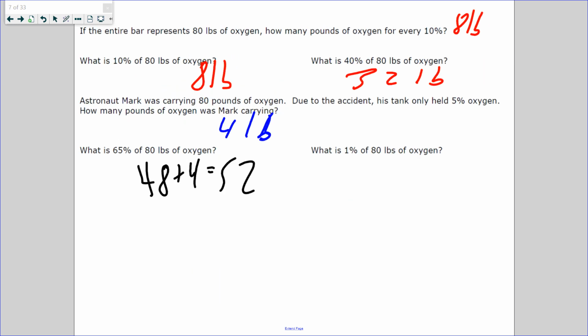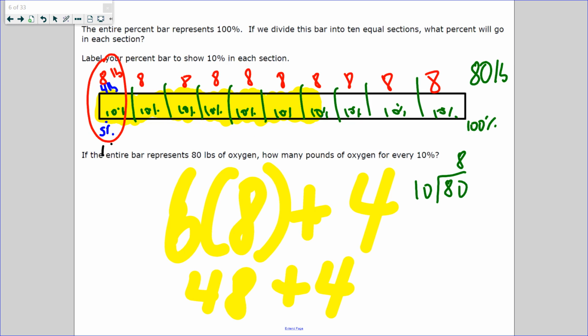And now, what is 1%? This is probably one of the harder ones we're going to deal with today. What is 1% of 80 pounds? What if its oxygen had dropped to 1%? So 1% is right here. 1% would be this really tiny little sliver.